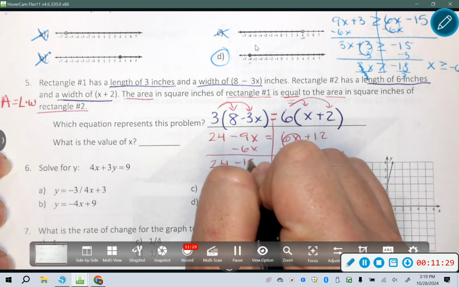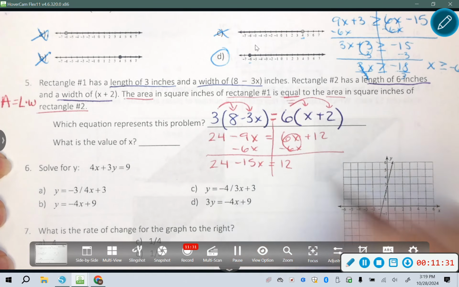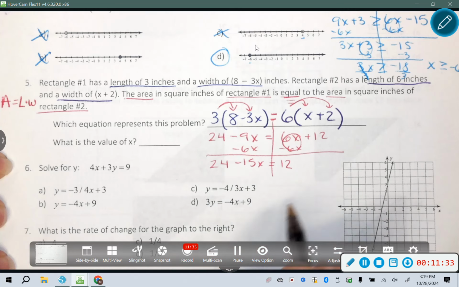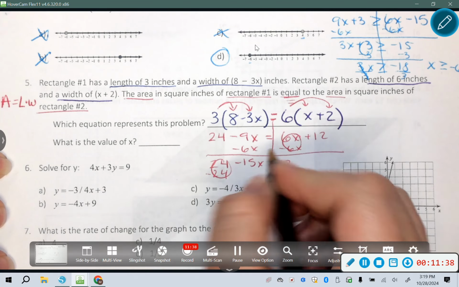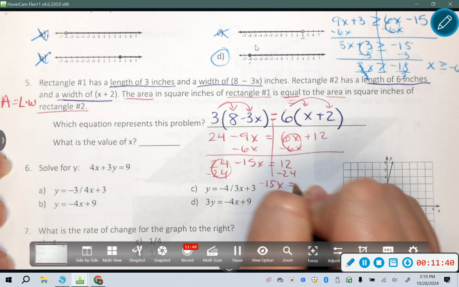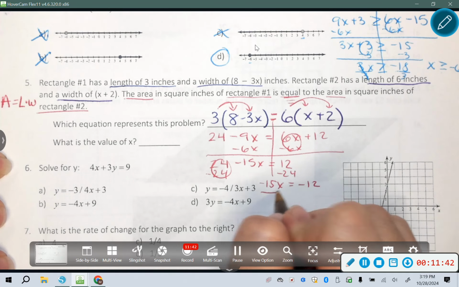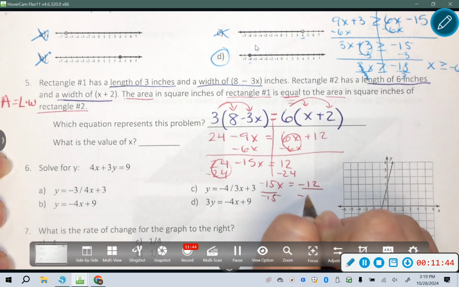That gives me negative 15x equals 12. So now I need to move my numbers without x, so my 24 to the other side. And I have negative 15x equals negative 12. Last step, divide both sides by negative 15.